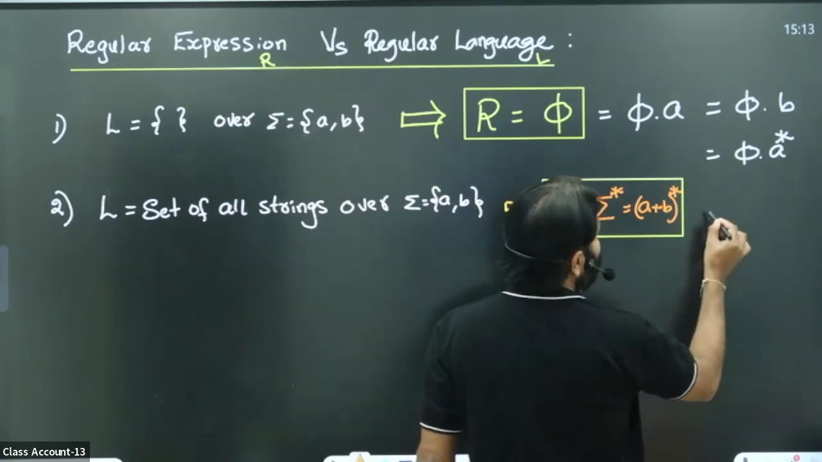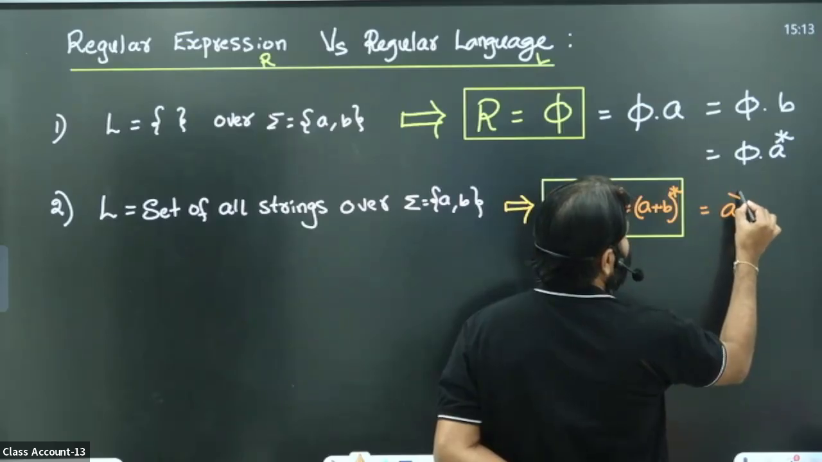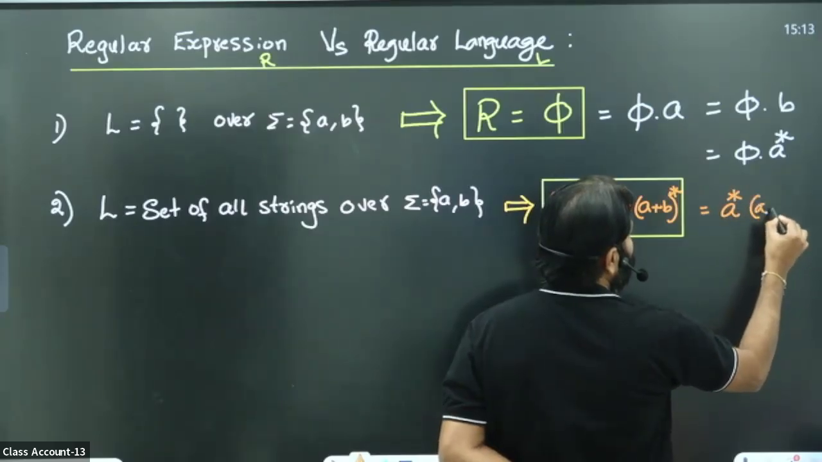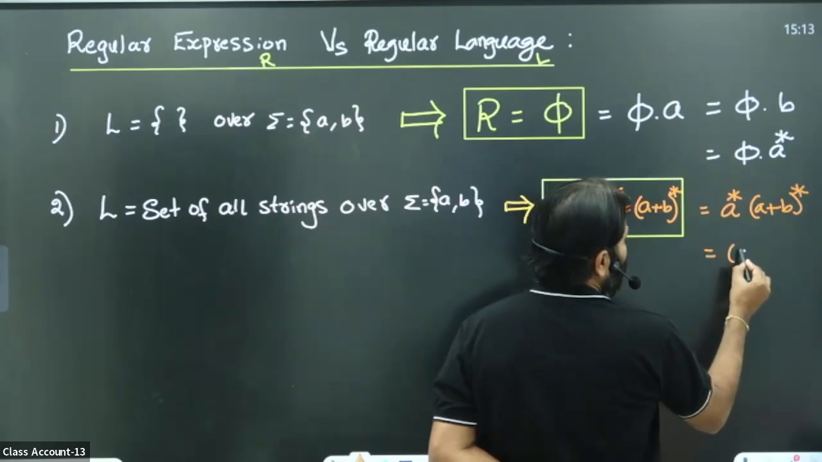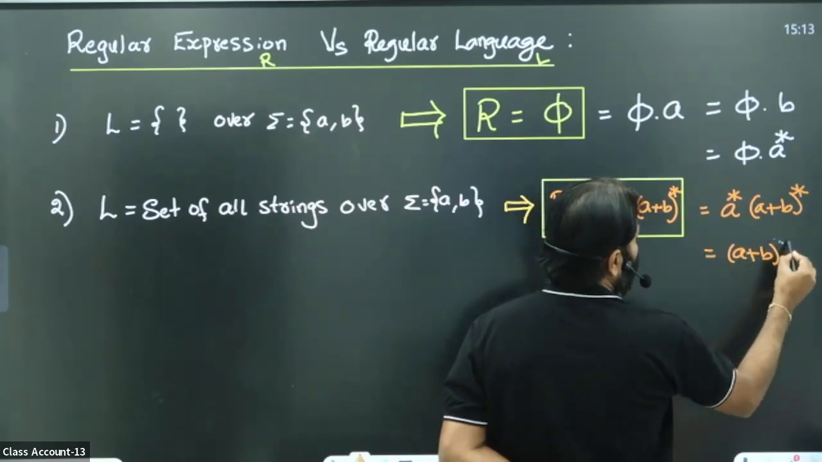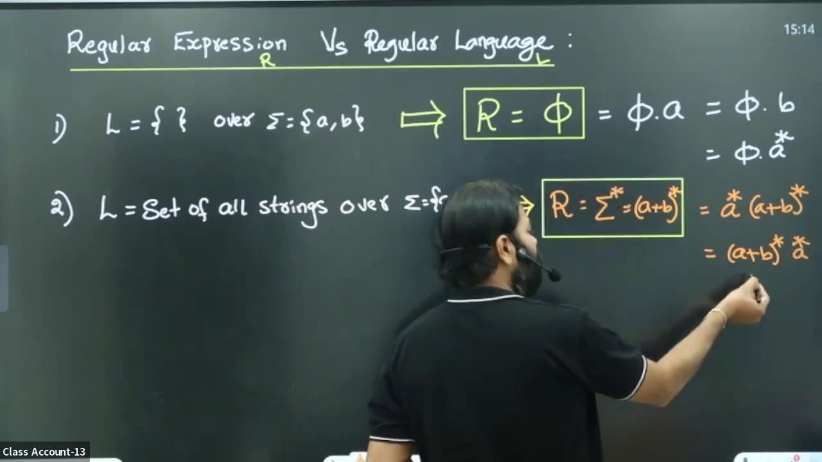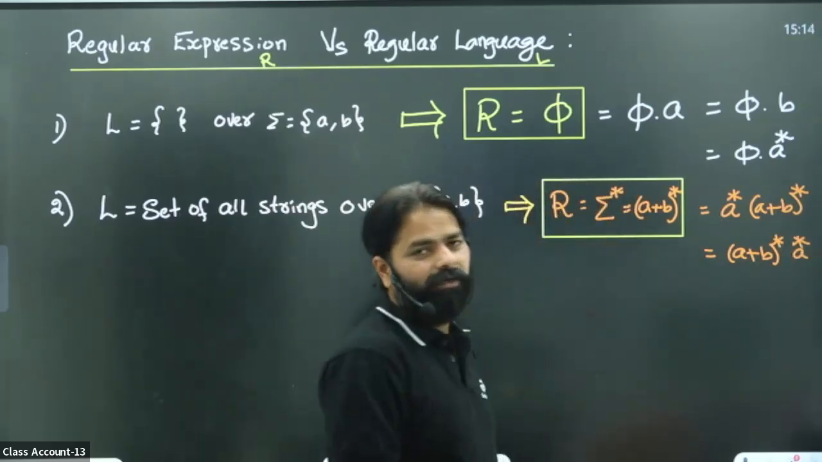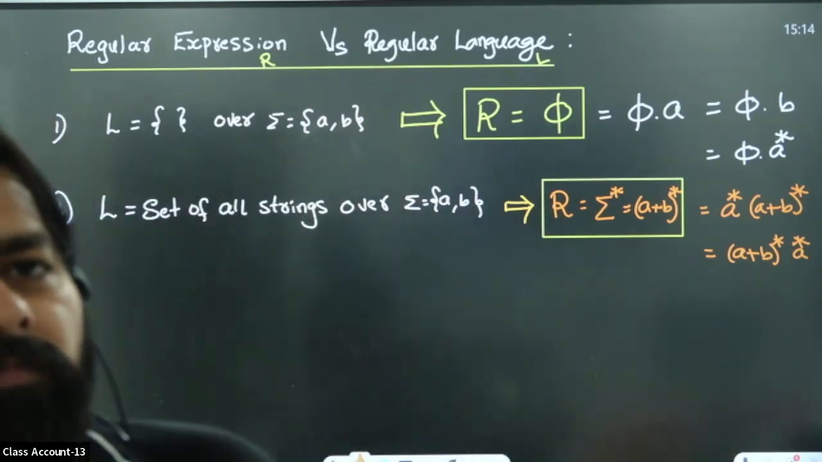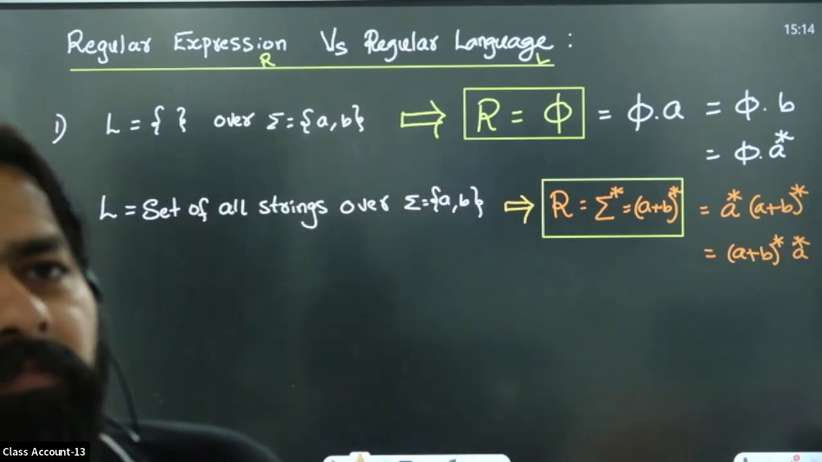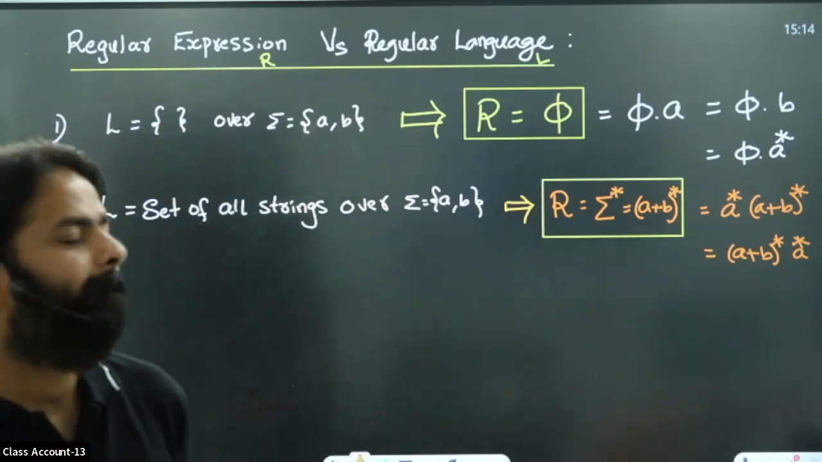Can I write other expressions? Like I can write A star dot A plus B whole star. Still it does the same job. I can write A plus B whole star dot A star. Likewise, there are infinite answers again. Correct? Yeah. Good.